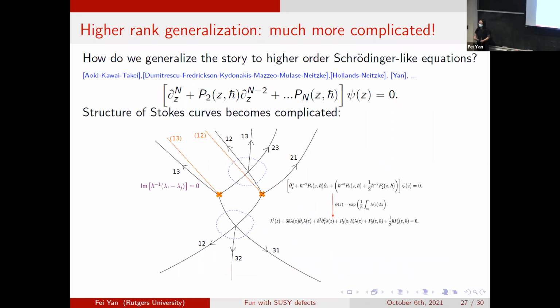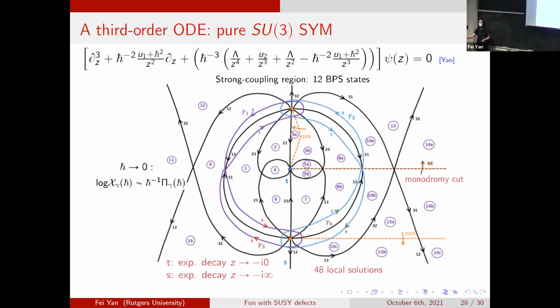So one can ask whether there's a higher rank generalization. Can one do this kind of business for higher order ODEs? The answer is yes, but the story is much more complicated. For example, I tried this example, which is a particular third order ODE, and the Stokes curves become a mess, and you will need to analyze in total 48 local solutions.